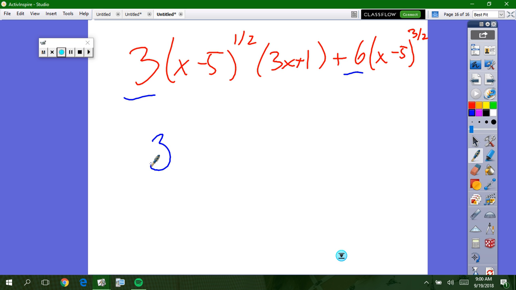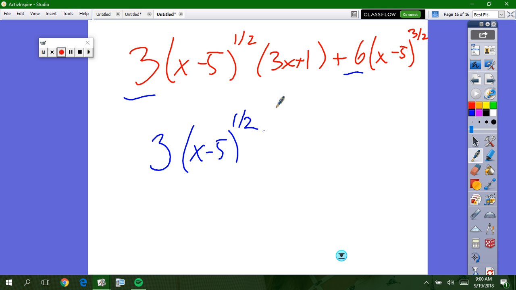Does either of those binomials look kind of the same? X minus 5, but to what power do I get to pull out? You always go with the lesser one. Who's smaller, a half or 3 halves? 1 half, right? Okay, that's what I'm going to be pulling out.